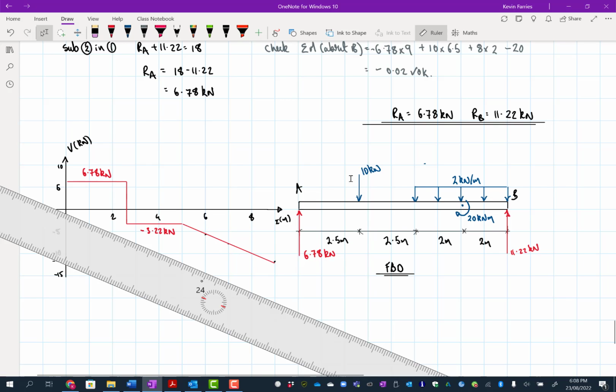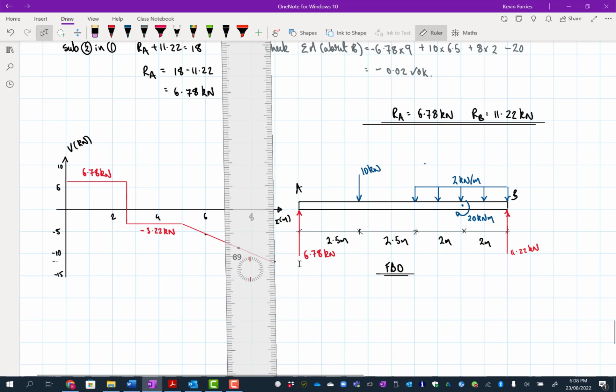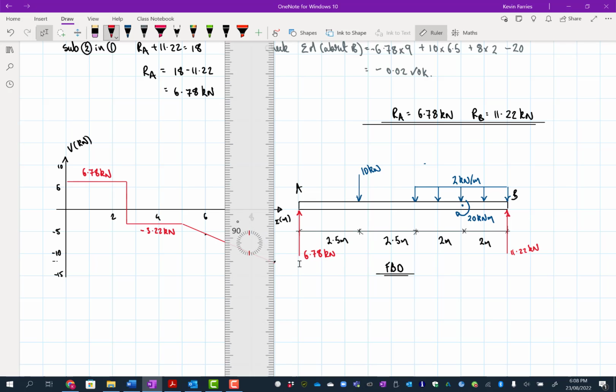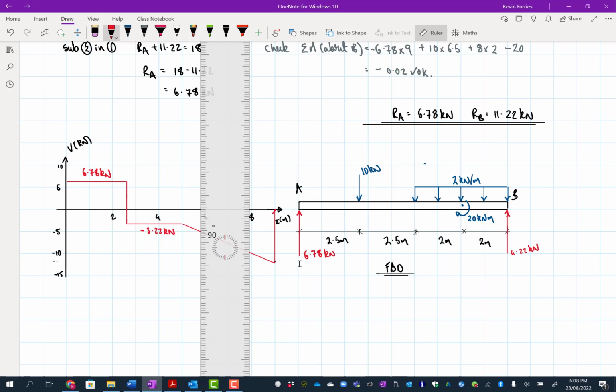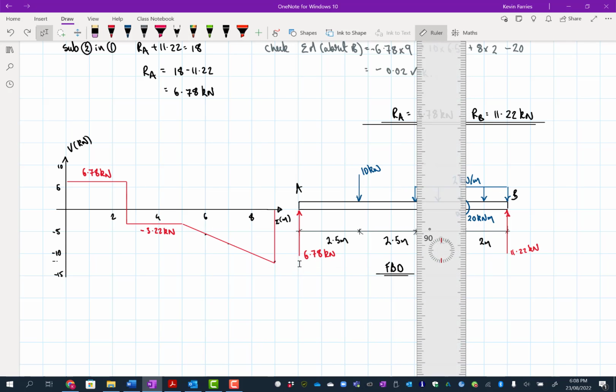Just think about how much it's dropping every meter. So 2 kilonewtons every meter. So it's going to drop, and it's downwards. It's going to drop by 2 kilonewtons every meter until we get to the end. And then we get to that force, which is going to push us up 11.22 kilonewtons, which will bring us back to 0, which is what we expect. If we didn't get back to 0, there's probably something wrong. I don't know why I'm drawing an arrow on. It's not a vector, it's a shear force diagram.